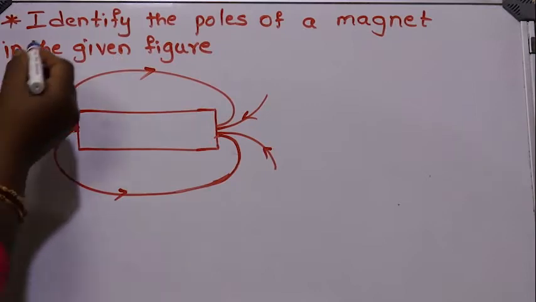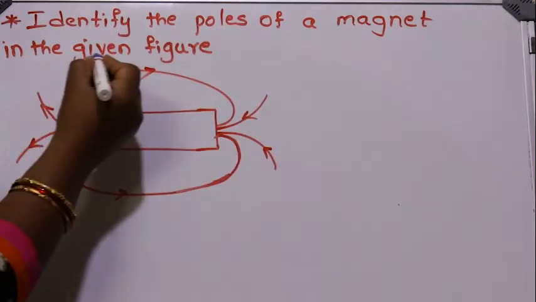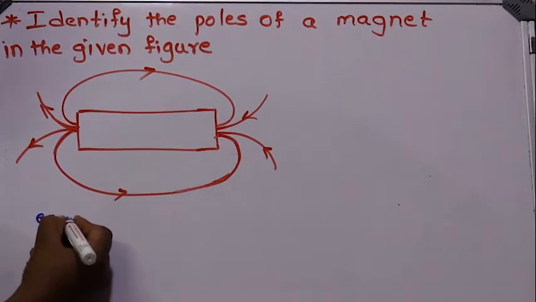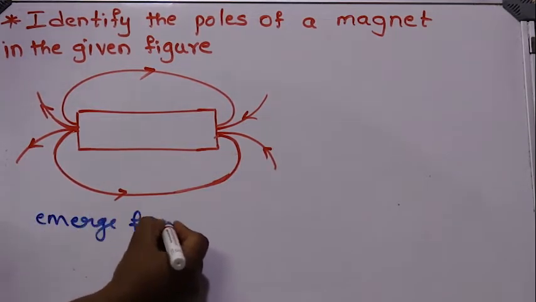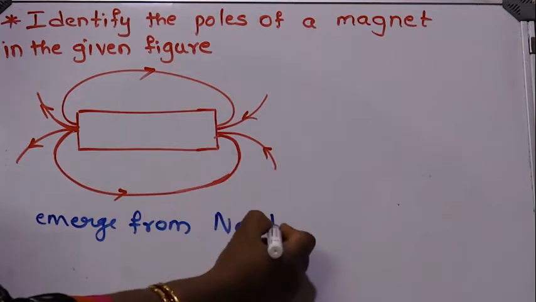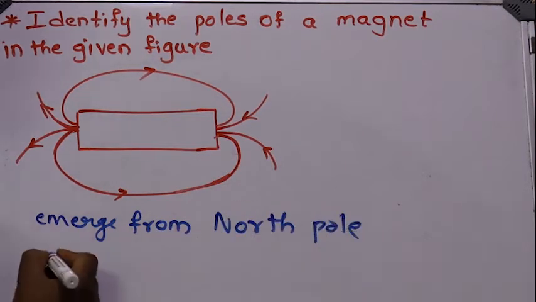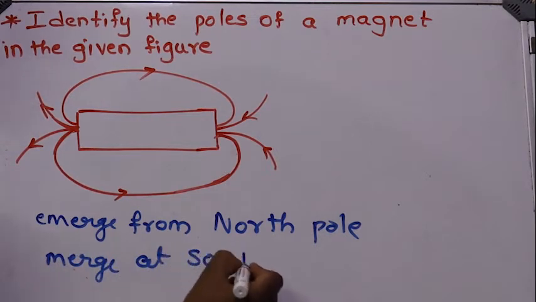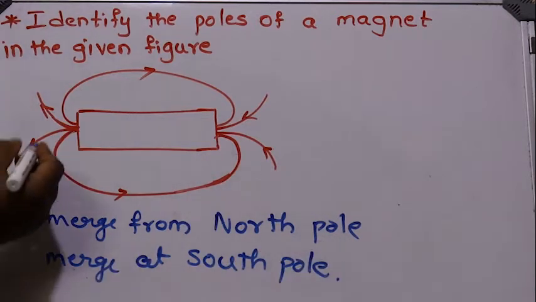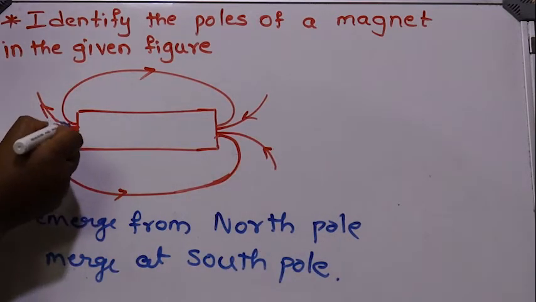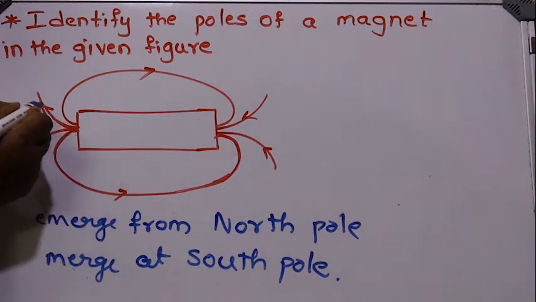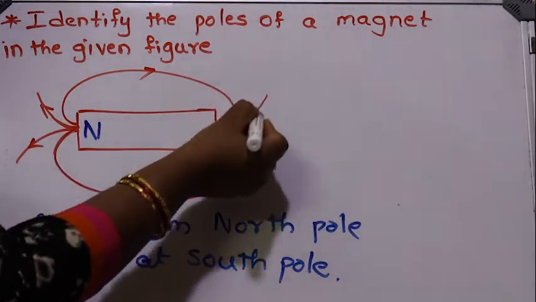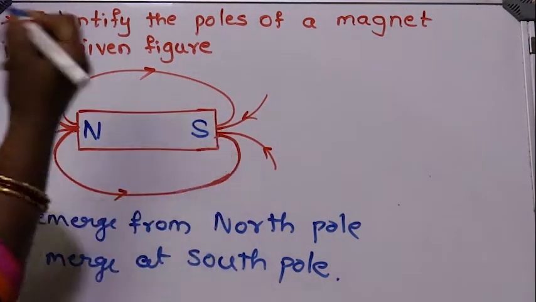The next question is, identify the poles of a magnet in the given figure. As the magnetic field lines emerge from the north pole and merge at the south pole, in this diagram, the magnetic field lines are emerging here. So this becomes the north pole and they are merging at the south pole. So this is the south pole.